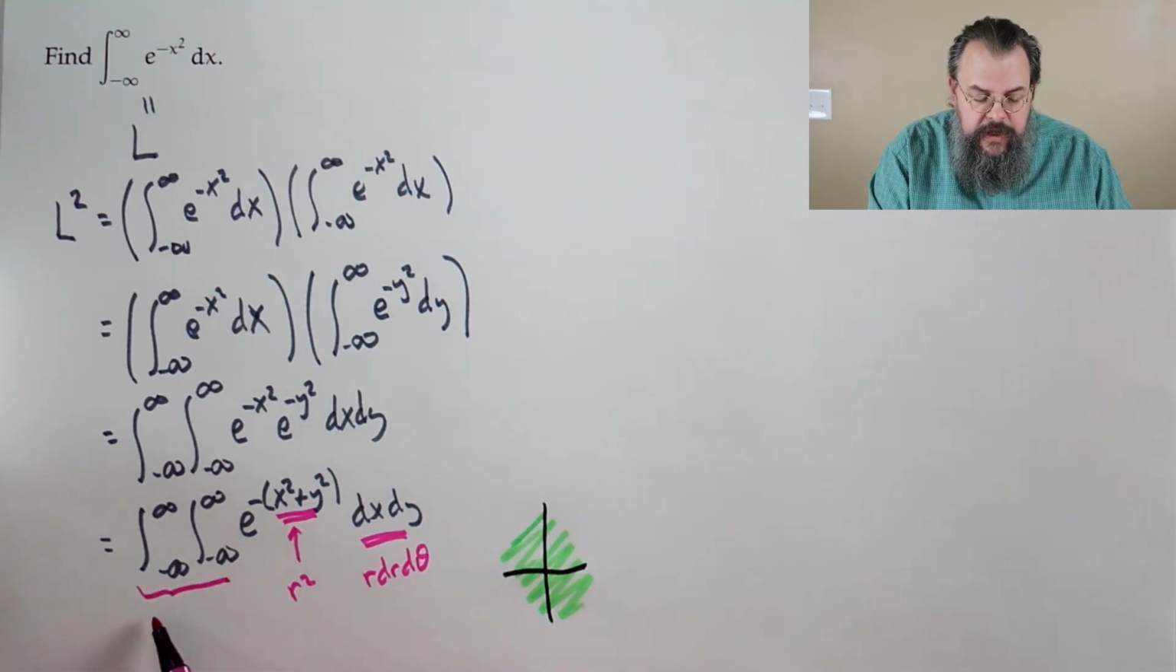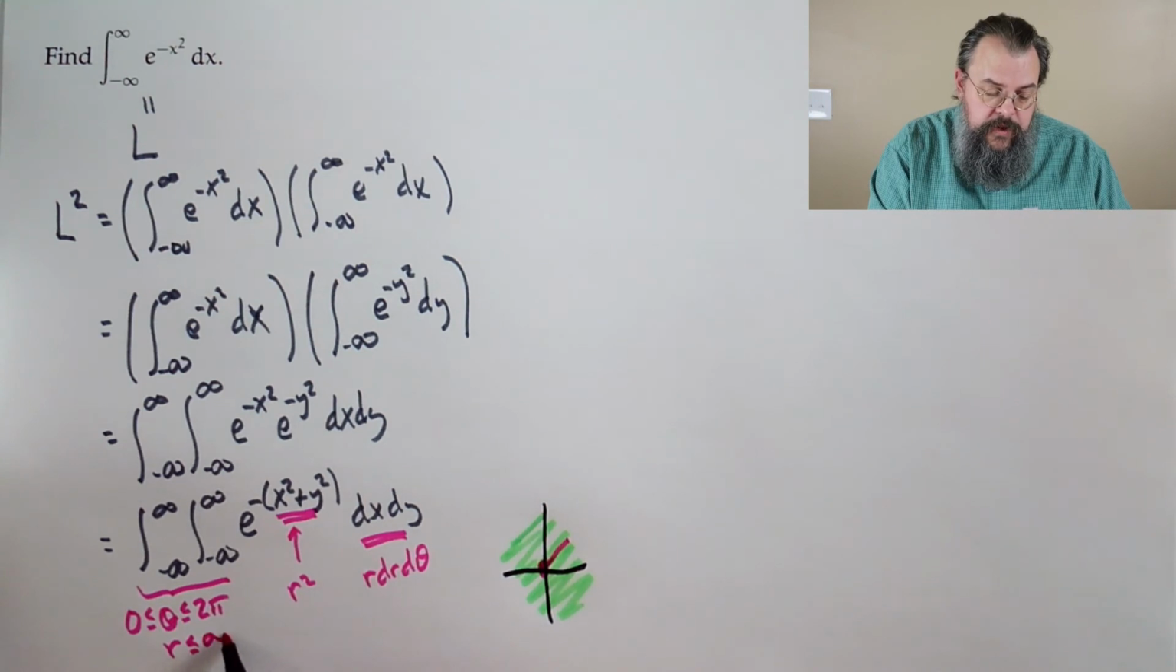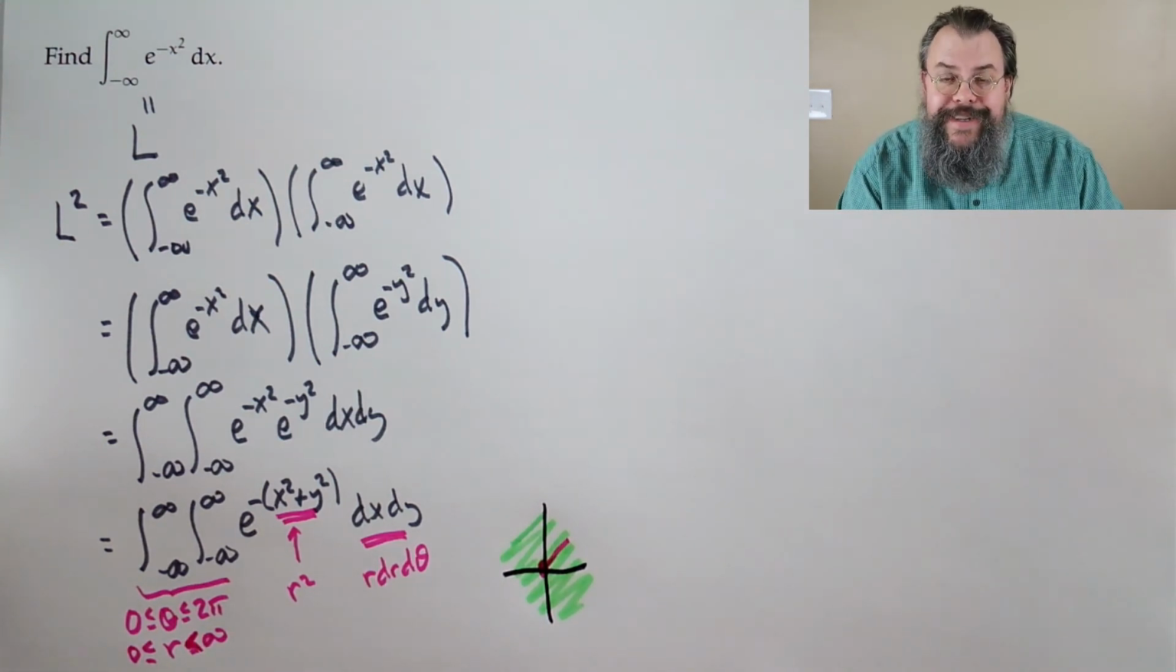What we're going to do is say, well, theta is going to go full revolution all the way around. And then r goes from where? Well, you start at 0 and you keep going all the way out. So go to infinity. Technically, it should be strictly less than because we can't equal infinity, but all right, we're among friends.